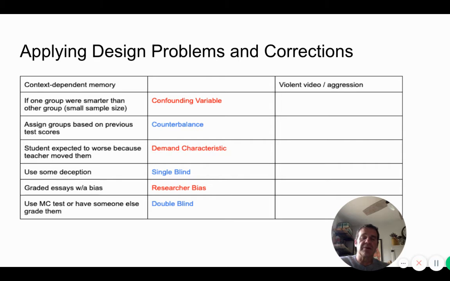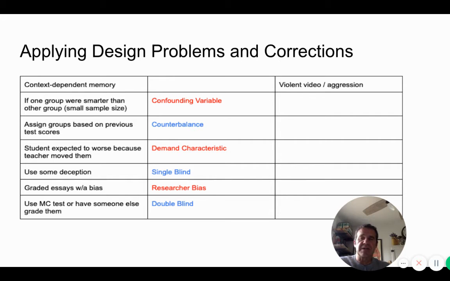Remember, the biggest confounding variable is the one that deals with the dependent variable. In the context-dependent memory study, we're measuring test scores, right? So what affects test scores? Well, how much they study, their intelligence. So we have to get rid of that, okay?